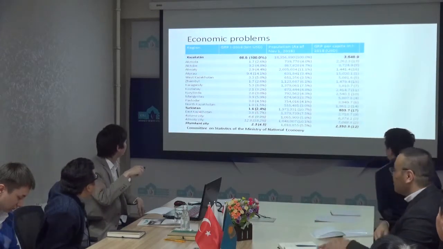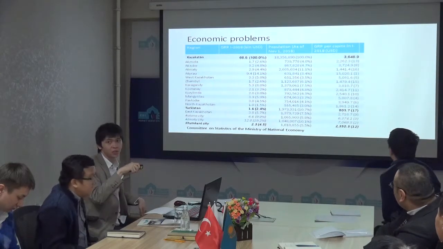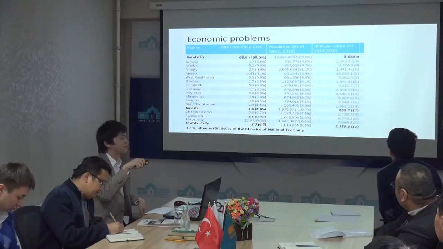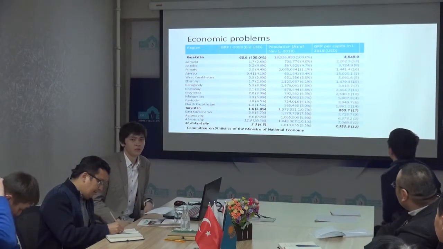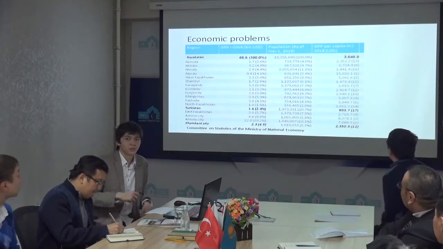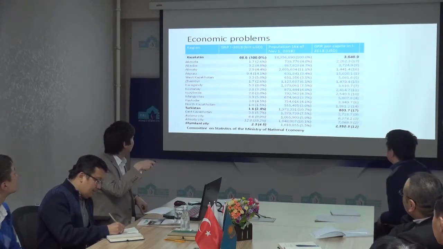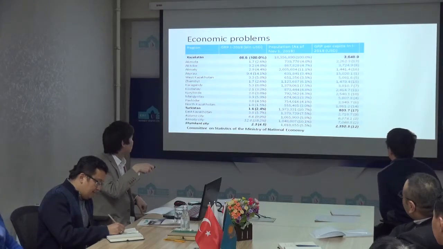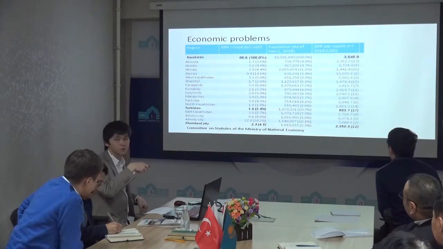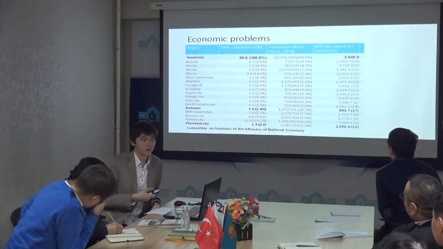If we focus on Turkistan region, we can see that it has the smallest contribution to GDP, the smallest region in terms of GRP. It really shows the underdevelopment of that region. But in terms of population, it has a really big population: Shymkent 4.5%, and Turkistan more than 10% of the total population.